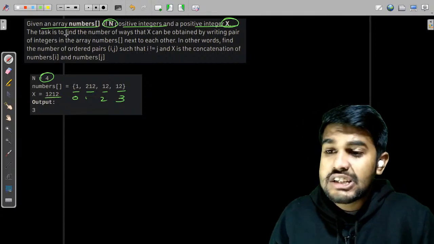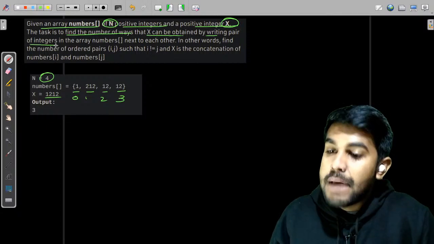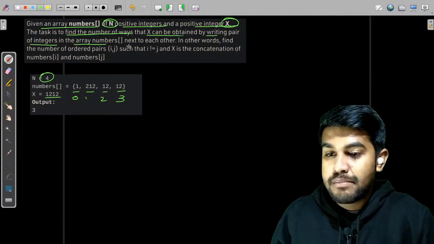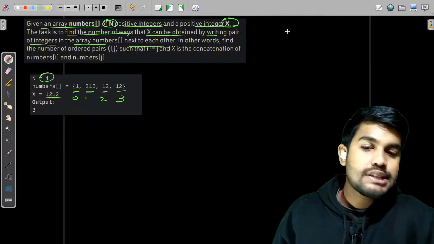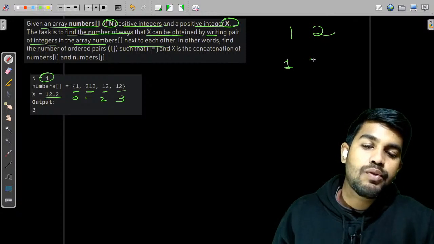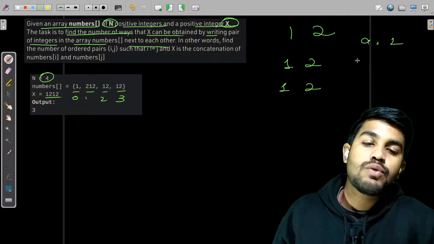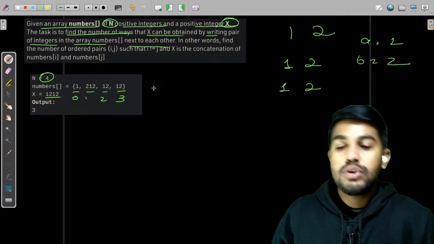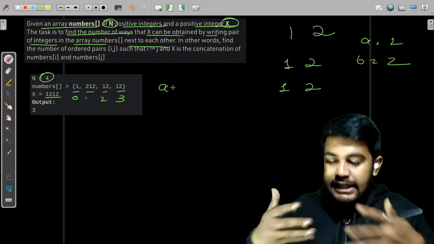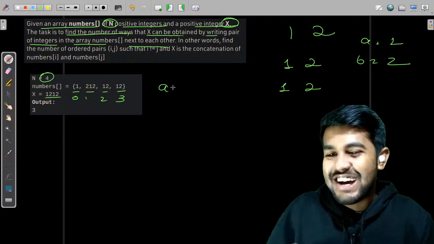The task is to find the number of ways that x can be obtained by writing pairs of integers in the array numbers next to each other. So this is just like, suppose we have 1 and we have 2. So we can have 1 and 2, then we can again have 1 and 2. So A is 1 and B is equal to 2. So if we concatenate, what does that mean? Concatenate means to join. Okay, dil se dil lagana, that's kind of thing.